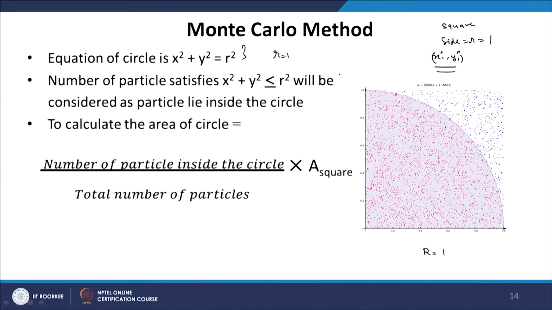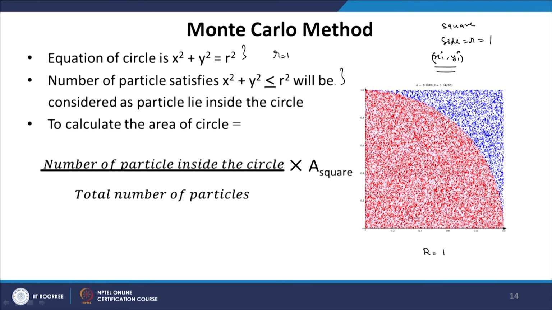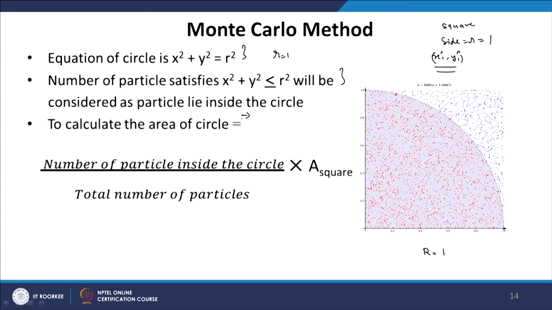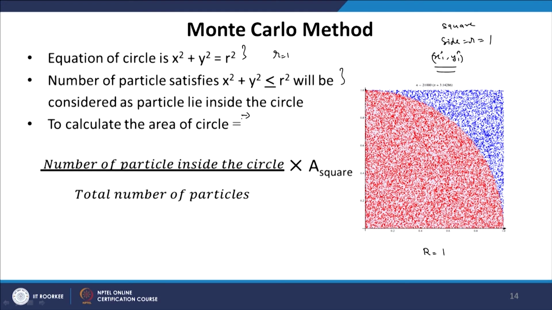Now, we apply this condition: x square plus y square should be less than or equal to r square. That is, all the points that lie inside the circle should be considered, and we have pointed these using red dots. All the points that do not satisfy this condition, represented by blue dots, are inside the square, but they are not inside the circle and they do not contribute to the area of the circle. So, the area of the quarter circle is given by the number of particles inside the circle, that is the red dots, divided by the total number of particles that we have generated, multiplied by the area of the square, which is r square or 1.